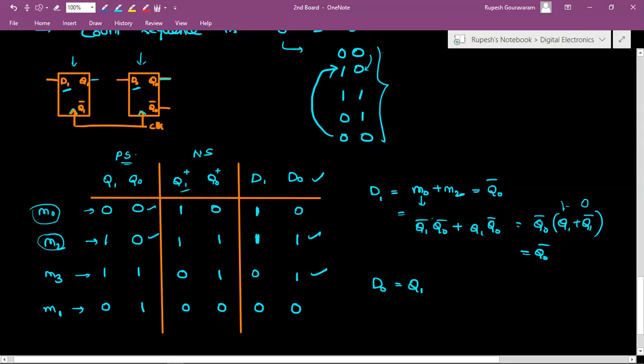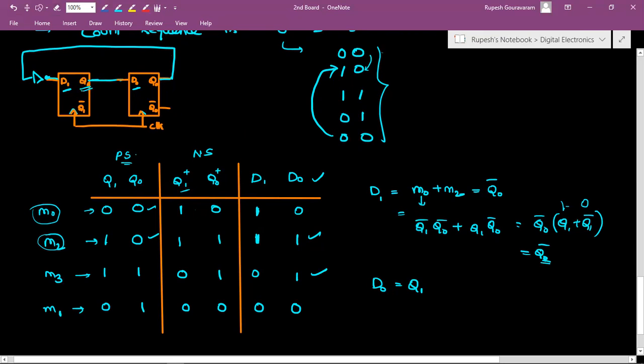So if I want D1, D1 should be equal to Q naught bar. So Q naught is here. If you pass it through the inverter, then it is D1. Then what is D naught? D naught is same as Q1. So directly you connect this. So this circuit gives the values.